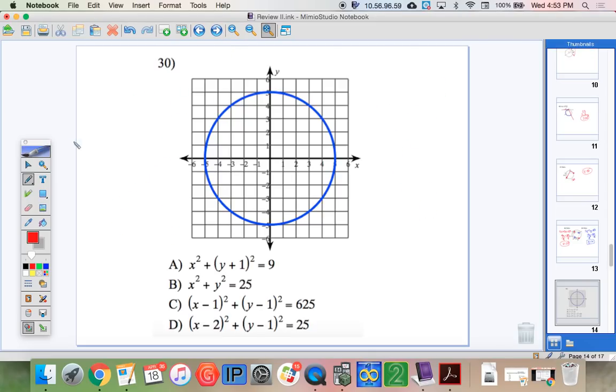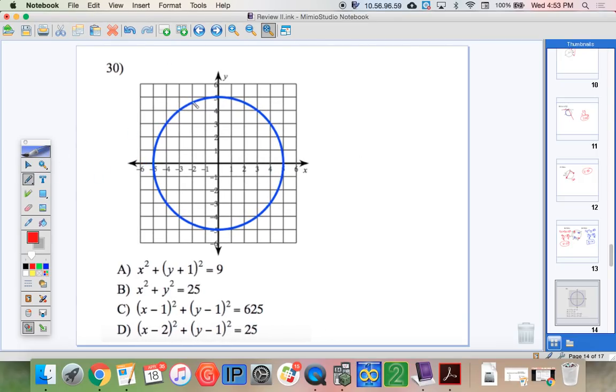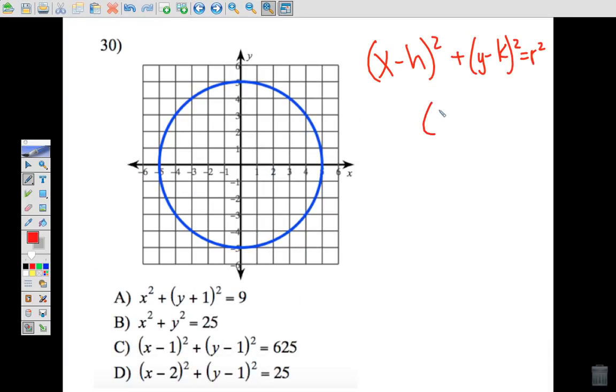Now these last ones, the only thing I worry about on the test is that you have to know the formula, which is x minus h all squared plus y minus k all squared, and that equals the radius squared. And HK is your center and R is your radius. So our center of this one is 0, 0, which means when you do x minus 0, you're just going to get x. So it would look something like this, where you just have x squared.